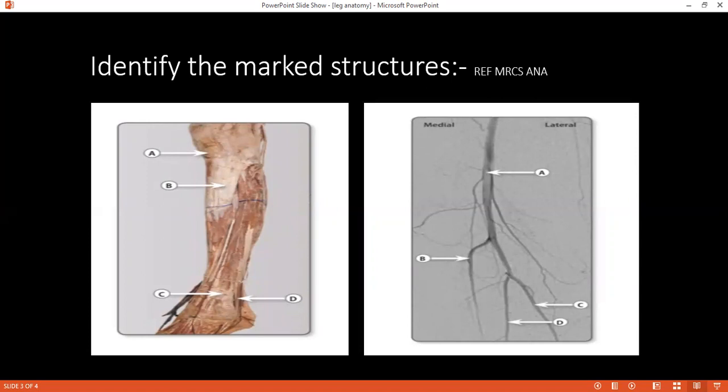Which muscles are responsible for dorsiflexion and plantar flexion? Plantar flexion is mainly by the posterior compartment superficial muscles, soleus, plantaris. Dorsiflexion is mainly by the anterior compartment muscles, mainly tibialis anterior, extensor digitorum longus and extensor hallucis longus. Yes, you're also mixing.